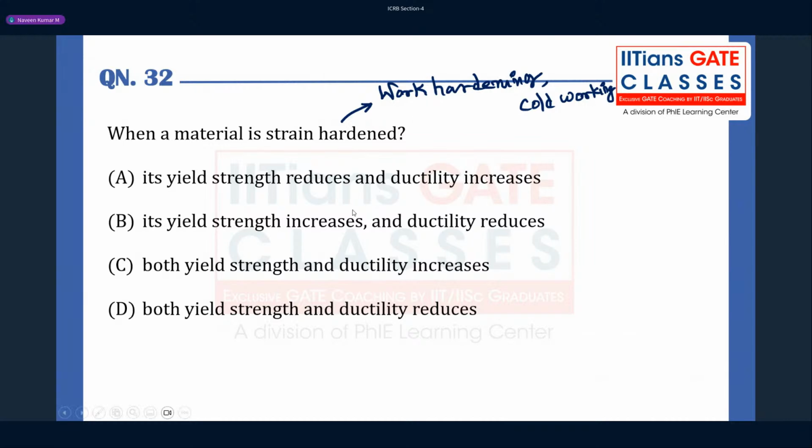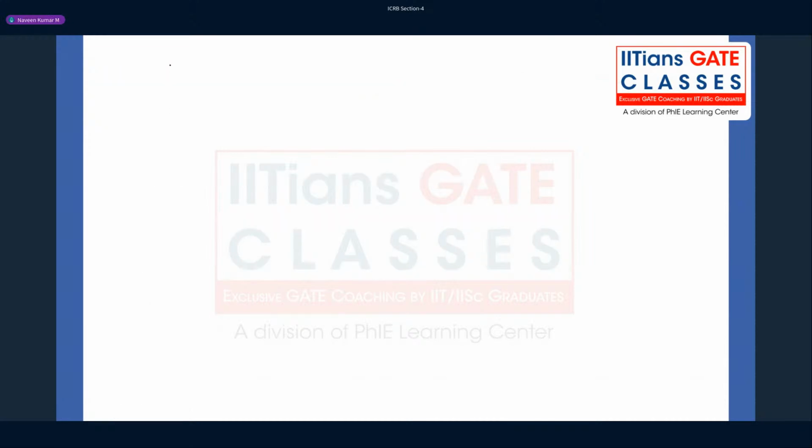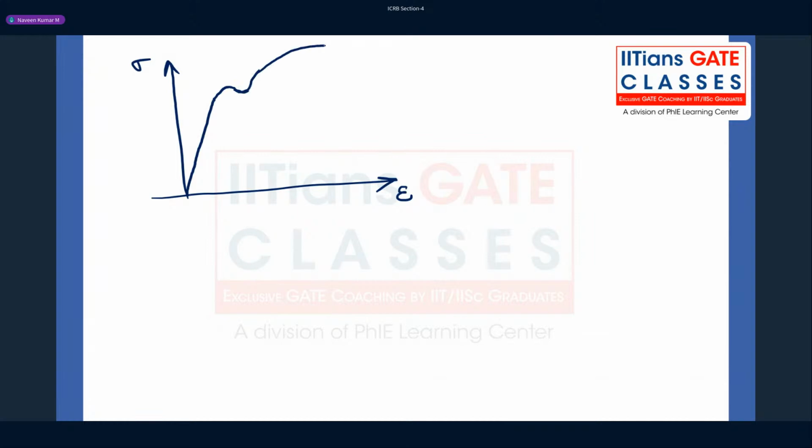So let's see what's happening. When you have some kind of material, this is your strain and this is your stress. Let's take mild steel. Till here it is the elastic zone, some elastic limit, and then some lower yield point, then upper yield point, and then it will go and fracture here at some fracture point, right?